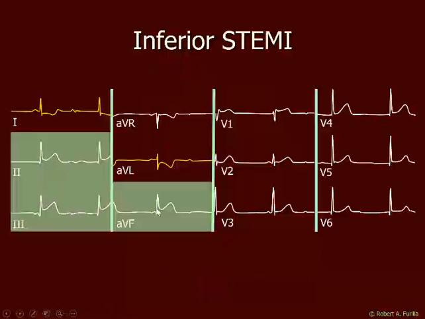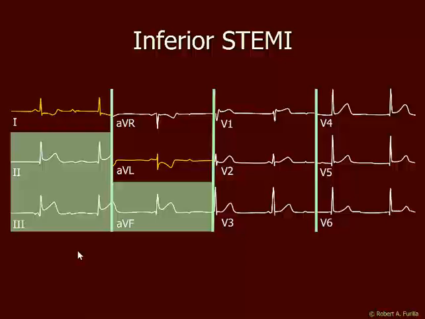Looking at 2, 3, and AVF, we can see a STEMI occurring in all three of those leads. And remember, these are the inferior leads. Therefore, the superior leads, 1 and AVL, should show reciprocal depressions. Whenever you see an inferior STEMI, you should assume right heart involvement.